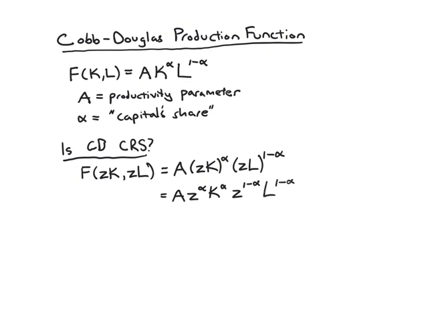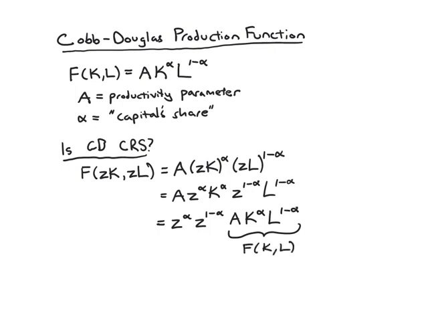Now let's group all the Z's together at the beginning. So we'll have Z to the alpha times Z to the 1 minus alpha, and everything else at the end: A times K to the alpha, L to the 1 minus alpha. And we can see the last three parts are our original production function. This is just our original F of K and L.